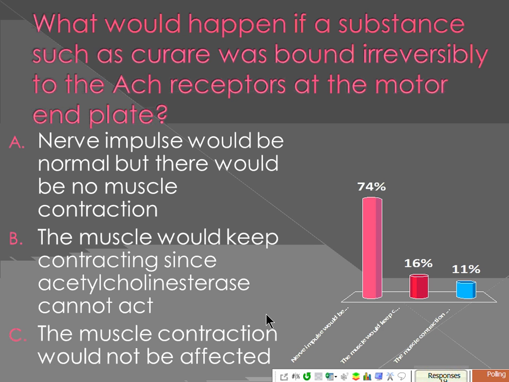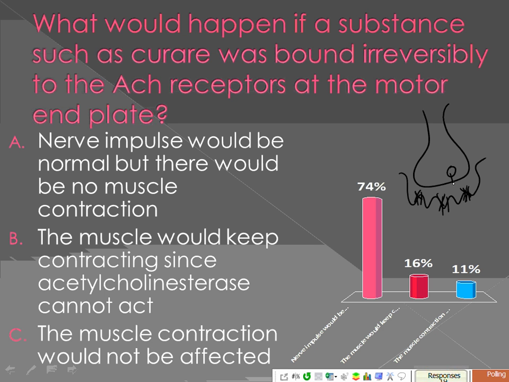Very good, yes. The nerve impulse would be normal, but there would be no muscle contraction. And for those who did not get this, it's like this. So here is the motor end plate, the axon terminal. And here's the motor end plate. And here are those receptors. Just as an example, imagine you're going for an exam and you've got a seat in the exam. And someone comes and sits in your seat. What happens? You can't take the exam, right? So like that, you have something which is already sitting on these acetylcholine receptors.